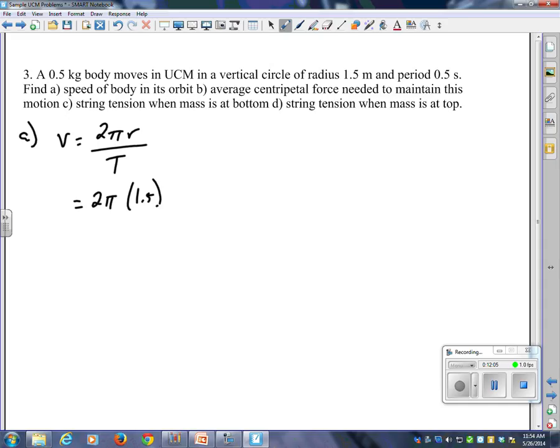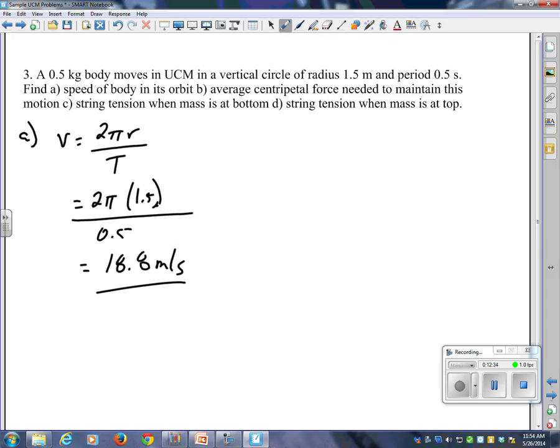Now, I might give you the period in the form of frequency. You might have to make a conversion, but I made it pretty simple here on this one. I get 18.8 meters per second. That is pretty fast, isn't it? 18 times 3, 20 times 3, it's about like 60 clicks.